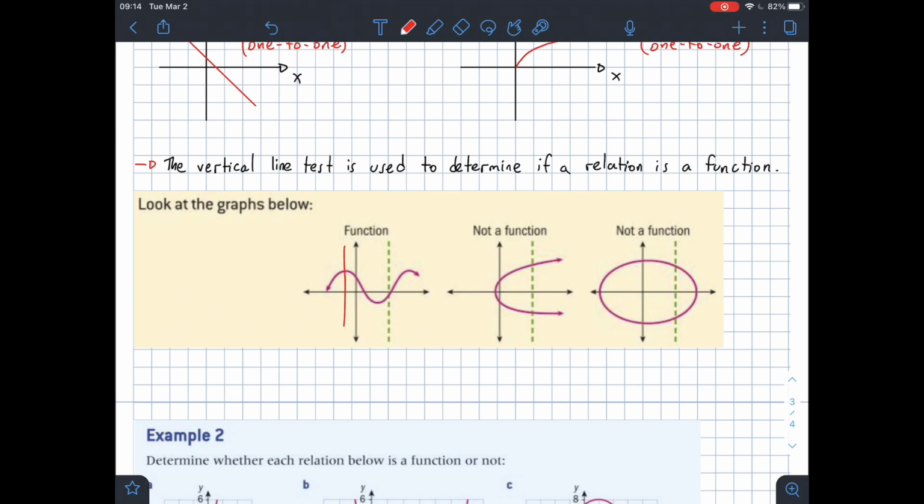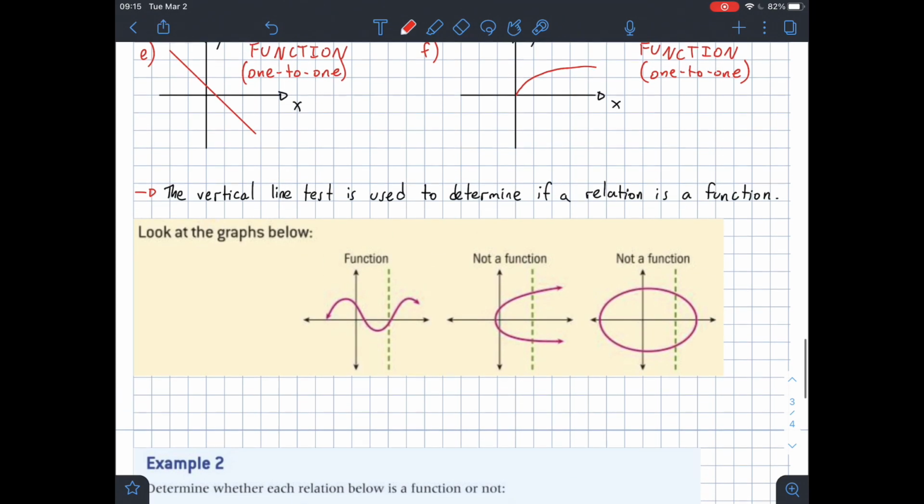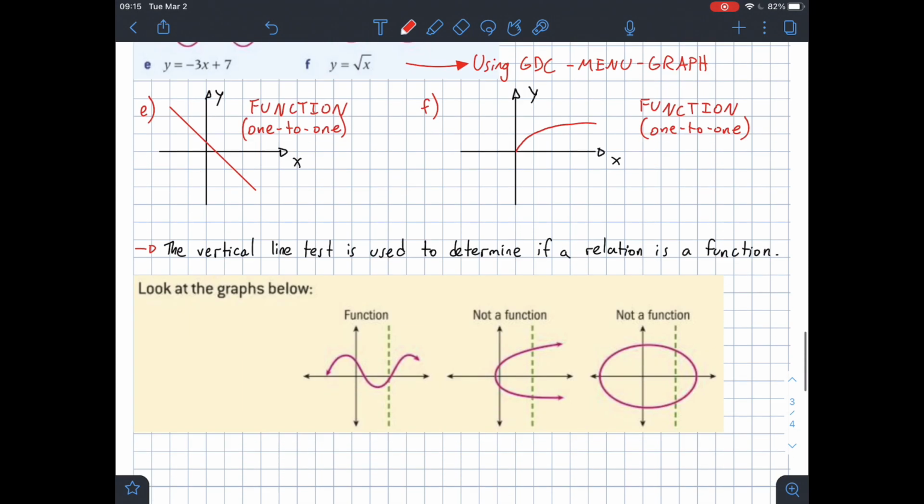If we cut a function or a relation in more than one point, then the relation is not a function, like in this case, right? For example, here, if we draw any vertical line, we would see that this vertical line cuts the relation or the graph into 2 points. And if it cuts in more than 1 point, then it is not considered a function anymore, right? So this is a quick way to determine whether a relation is a function or not.